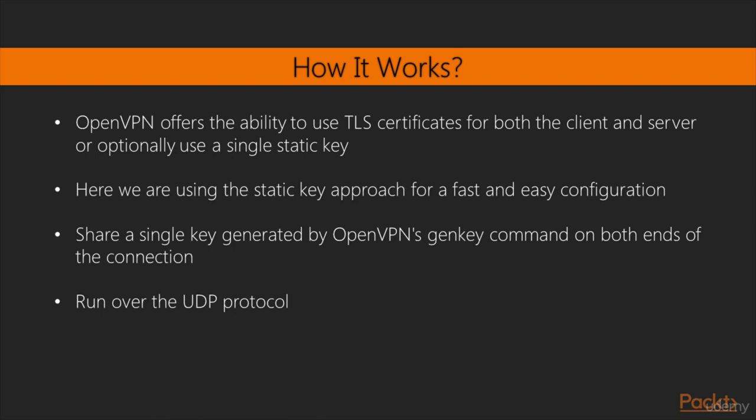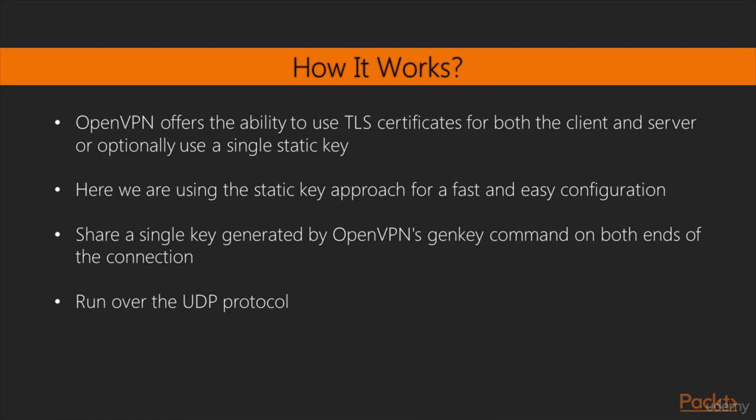For authentication purposes, OpenVPN offers the ability to use TLS certificates for both the client and server, or optionally use a single static key. In this case, we're using the static key approach for a fast and easy configuration. This method requires that we share a single key generated by OpenVPN's gen-key command on both ends of the connection. Let's look at the server configuration.